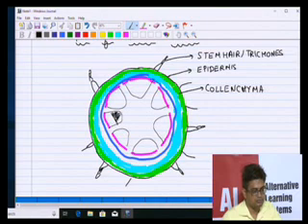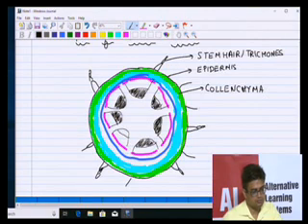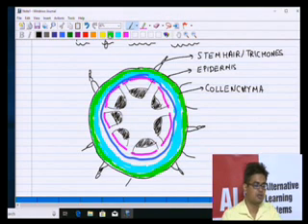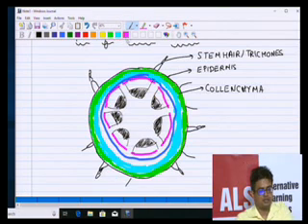This part is xylem. Xylem is present here, like this. Xylem is present here. And beside the xylem, there is the phloem. So phloem is present outside.